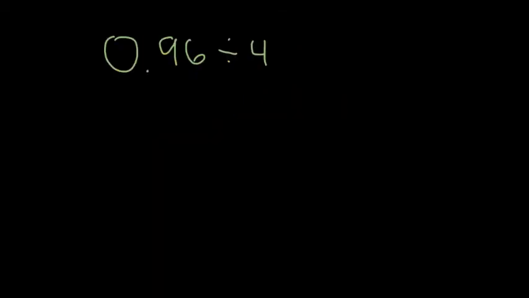Alright, so let's do one more example. So I have 96 hundredths divided by 4. Now I don't have a decimal on the outside of this, so there's nothing I have to move. I just bring that decimal straight up and start dividing.